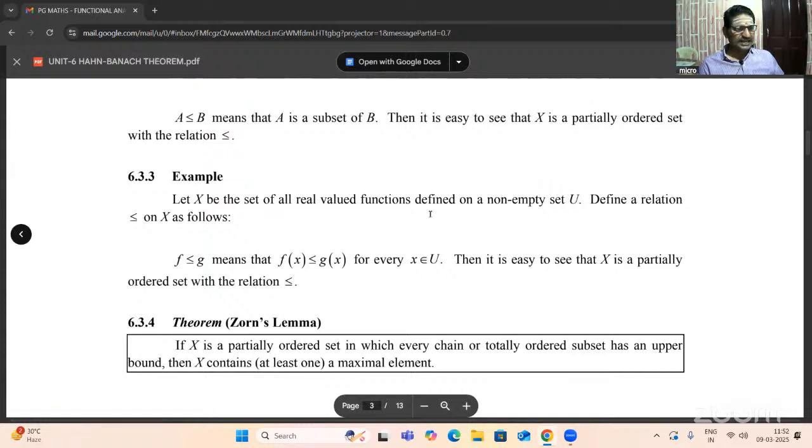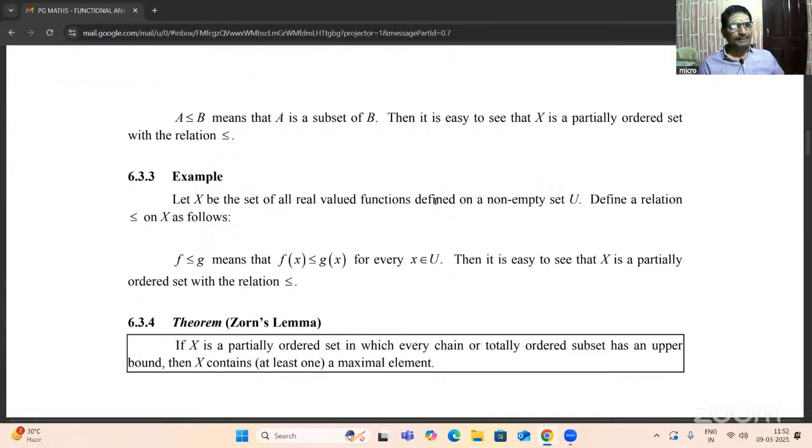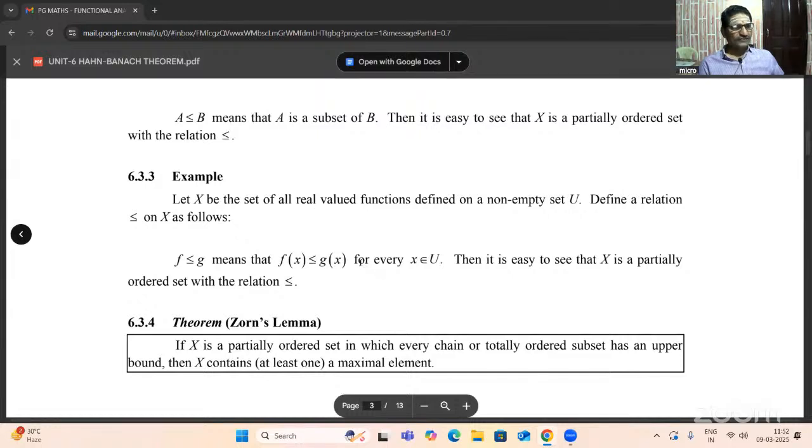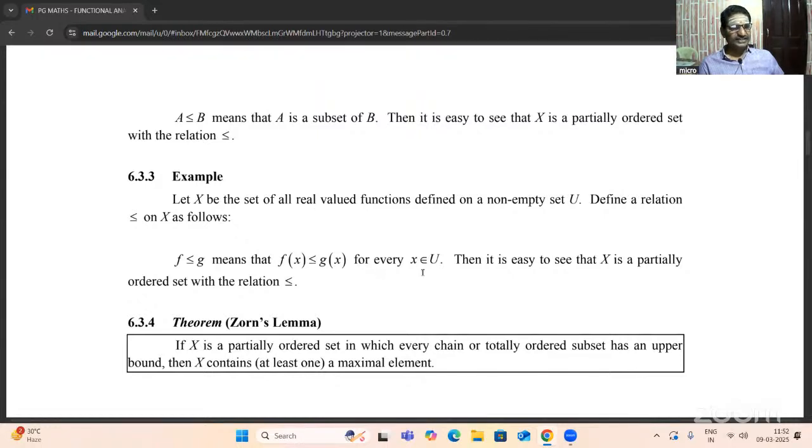Here capital X is the set of real valued functions. So for a partially ordered set, you must write these three examples. F less than or equal to G, that is a set of real valued functions. F means F of X, G means G of X, so F of X is less than or equal to G of X.